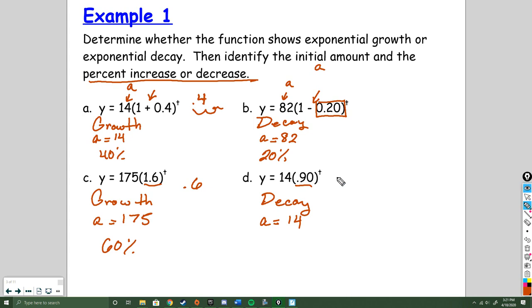All right, 0.9, if we just do 1 minus 0.9, we'll get the difference, which is 0.1. So that would be a 10% decrease, which is causing that exponential decay. All right, awesome. Let's get to our first example using a mathematical model.